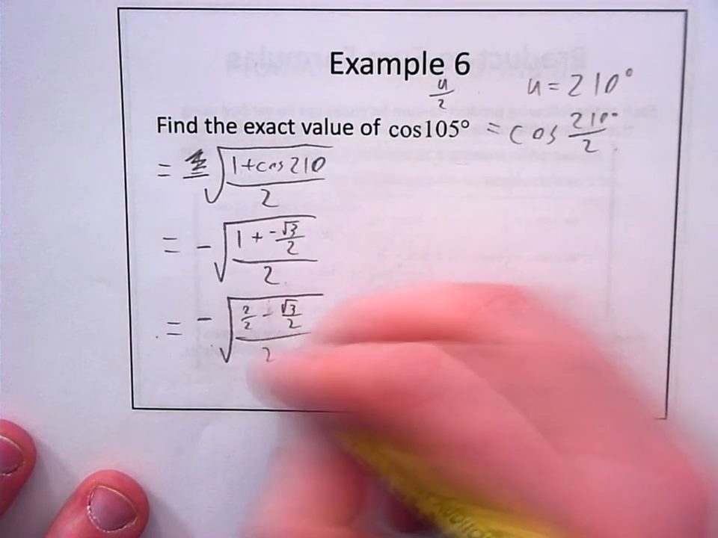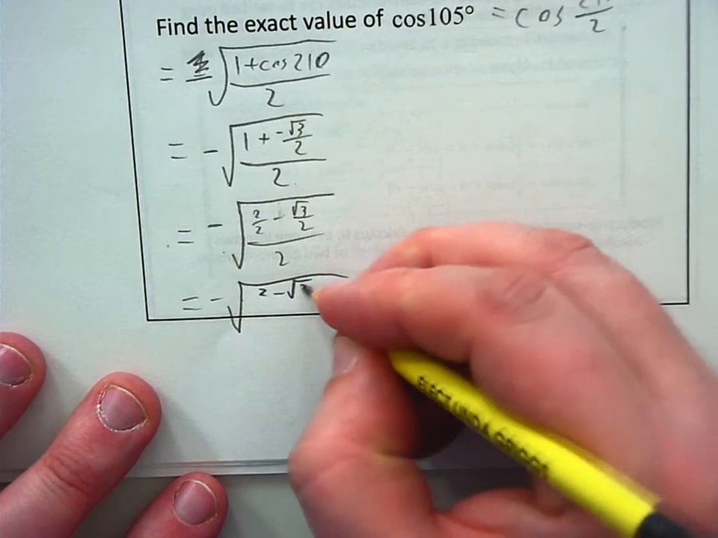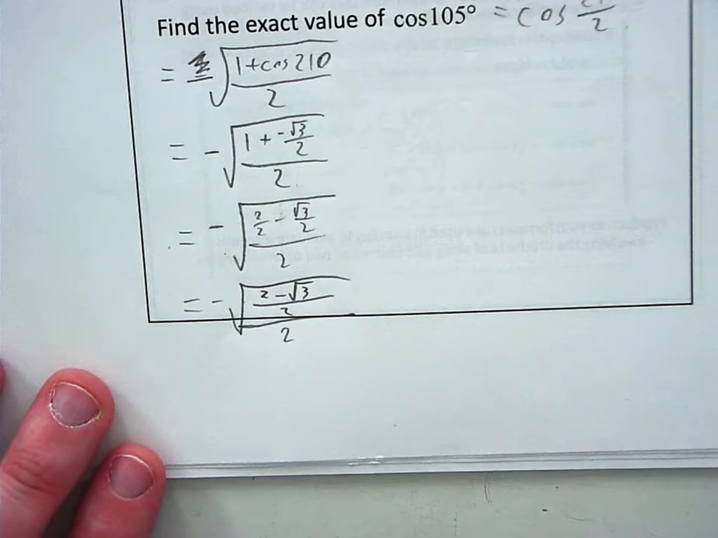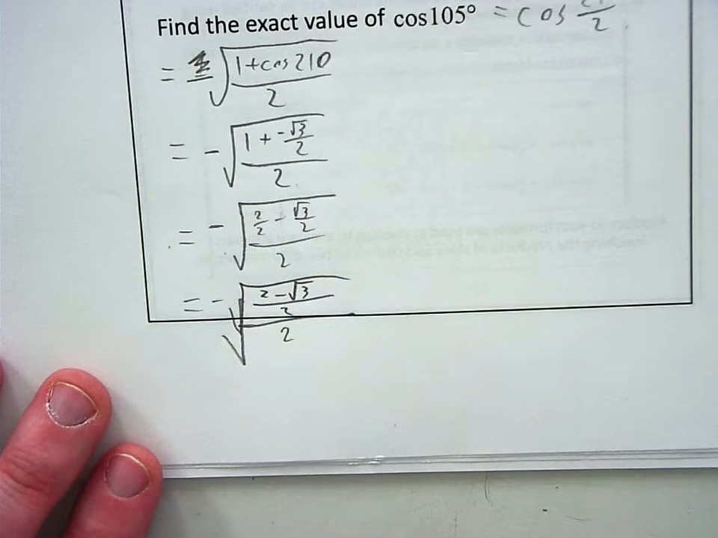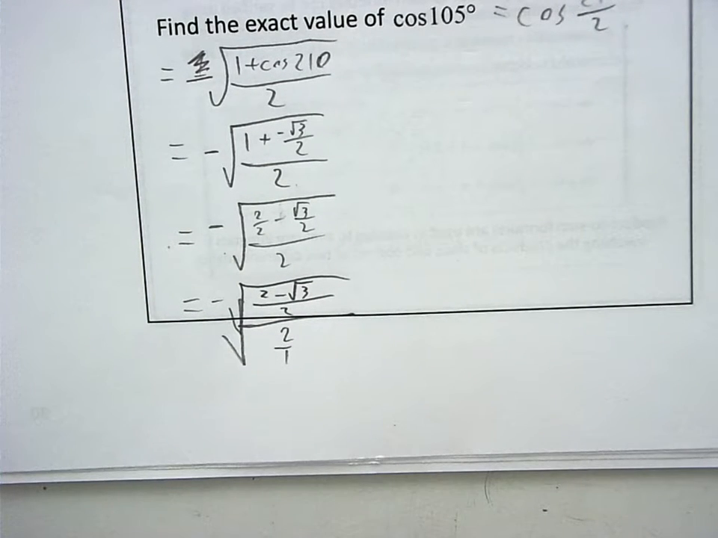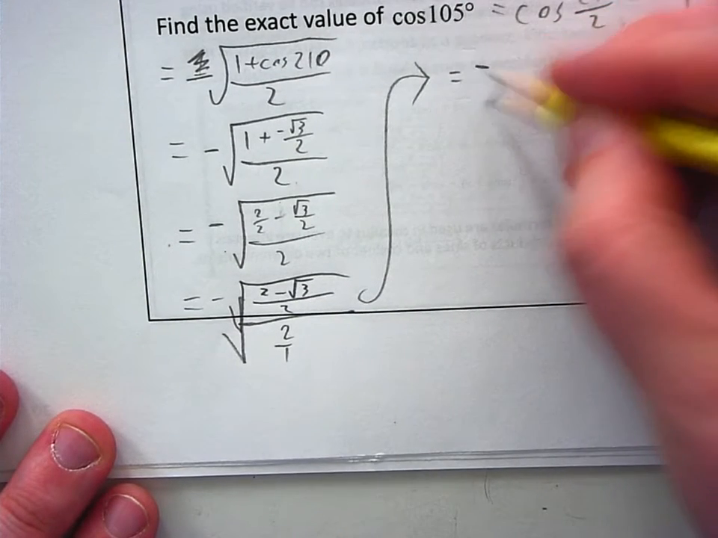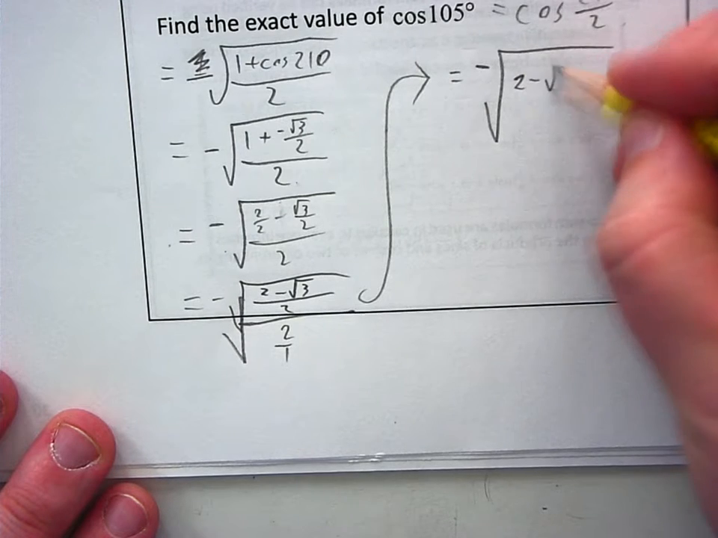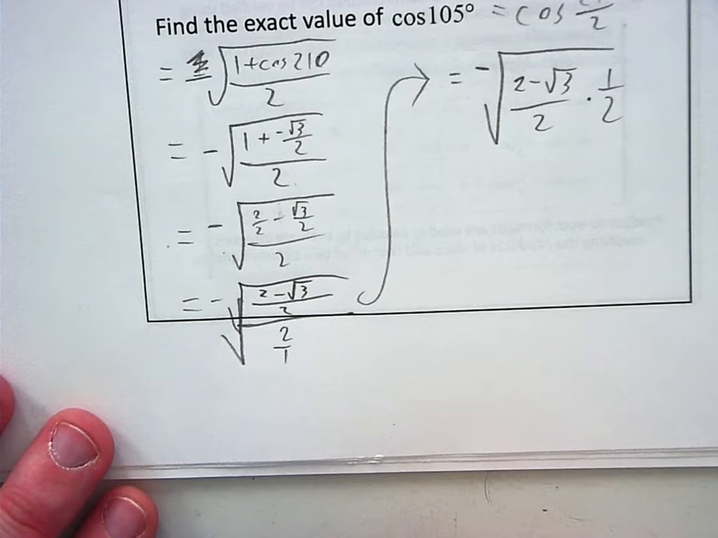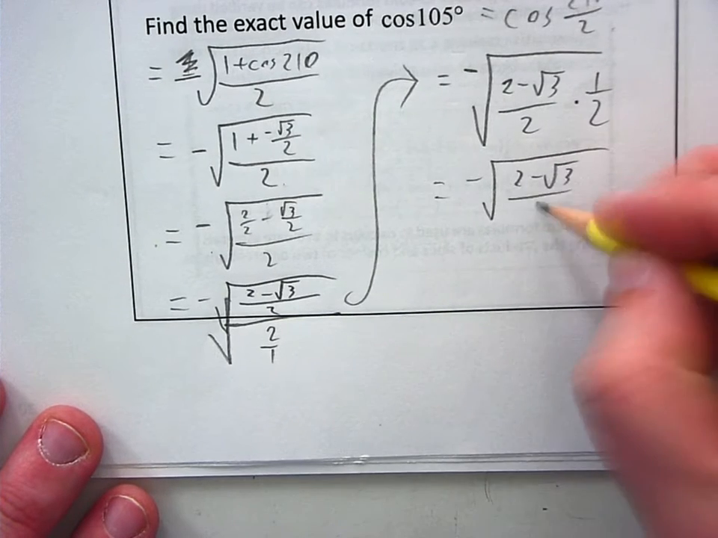Okay. Then those will actually combine together. So I get 2 minus the square root of 3 all over 2 divided by 2. And that 2 is actually over what? On the bottom? 1. So that way I'm dividing two fractions. Right? So then multiply by the reciprocal. I get negative square root of 2 minus the square root of 3 over 2 times 1/2. So what's my denominator going to become? 4. So I have negative square root of 2 minus the square root of 3 over 4.